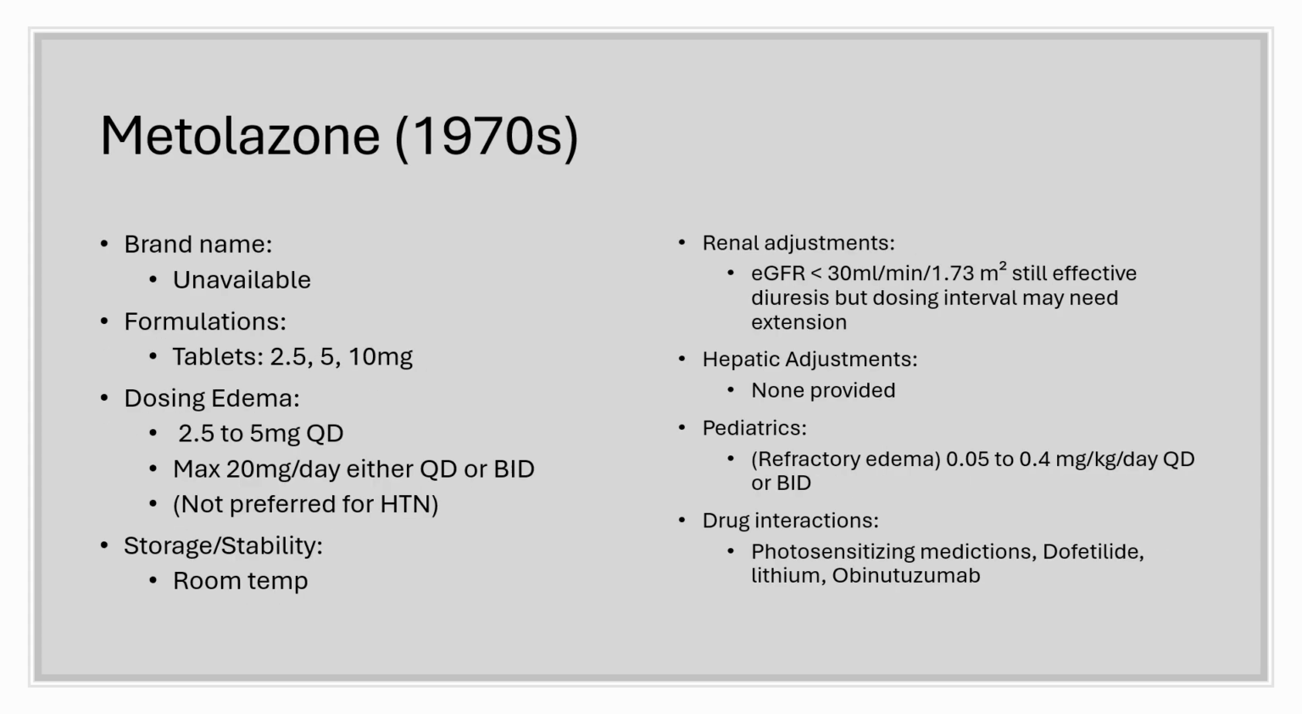Metolazone has been around since the 1970s, and I couldn't find any brand name that was available. It's mostly indicated for the treatment of edema. Metolazone's pharmacokinetics are less predictable compared to hydrochlorothiazide and chlorthalidone. It has erratic and slow absorption. It also was not part of the landmark trials which established thiazide diuretics as first-line antihypertensive medications.